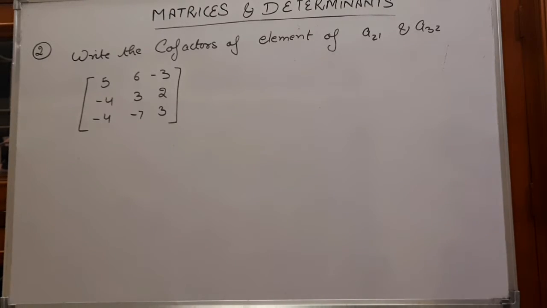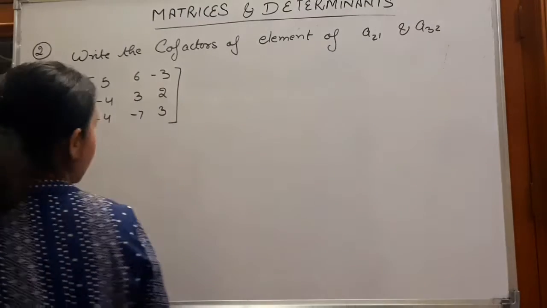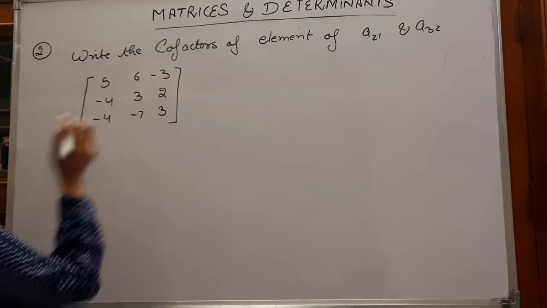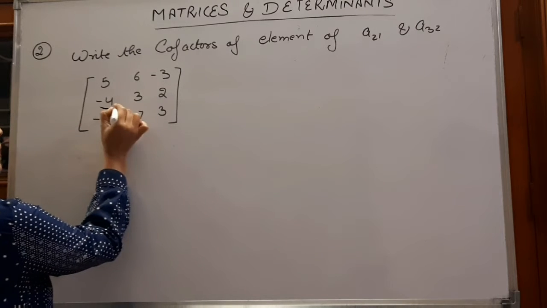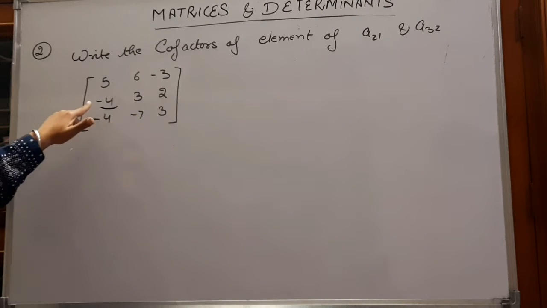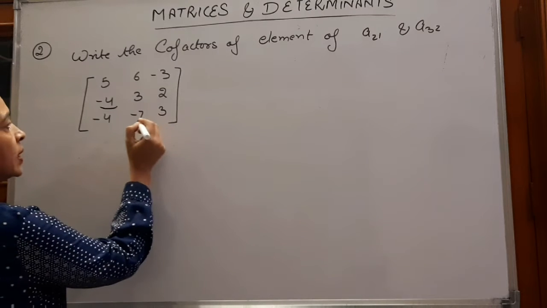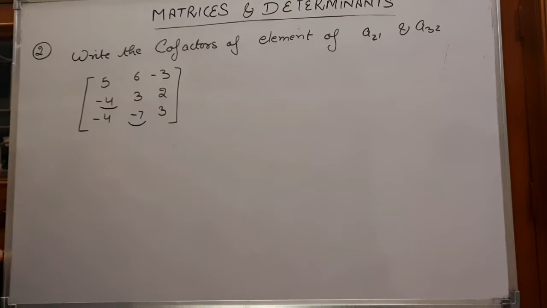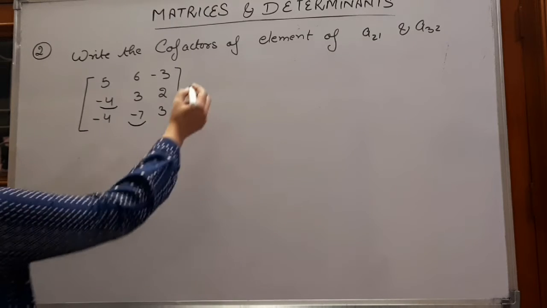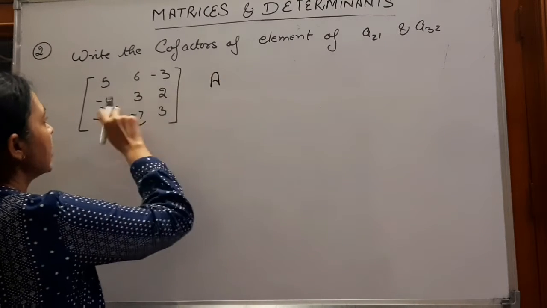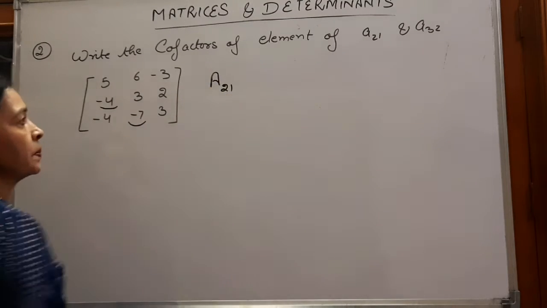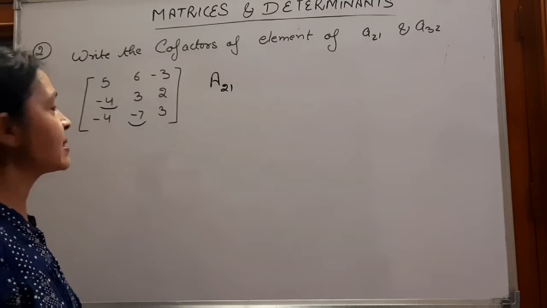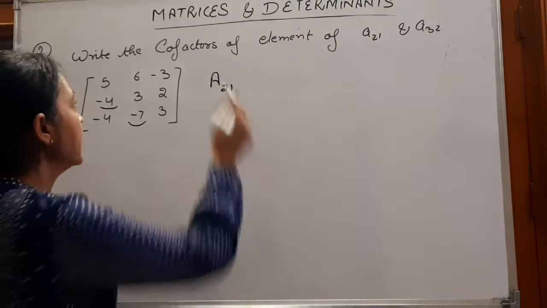Write the cofactors of elements A21 and A32. This is element A21, second row first column, and A32, third row second column. We have to find the cofactors of these two elements. Now, cofactor of element A21. We denote cofactors with capital A.